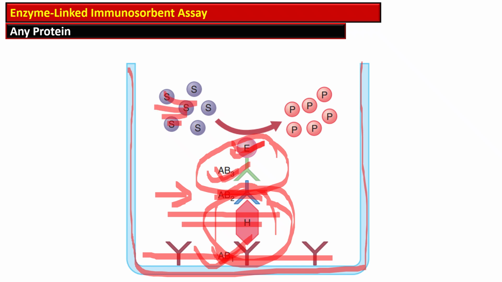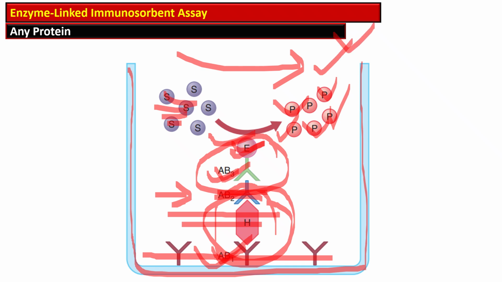the substrate S, these purple spheres labeled S, there is an enzymatic reaction by this enzyme E that catalyzes the conversion of substrate into these reddish spheres, the P or product. And the more product formed, the more hormone was originally present in the sample. And the amount of colored or fluorescent product P that is formed is directly proportional to the amount of hormone H in the sample. This is the basis of quantifying the hormone level in the ELISA.